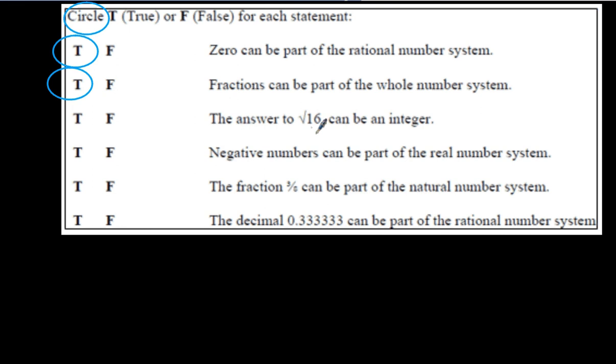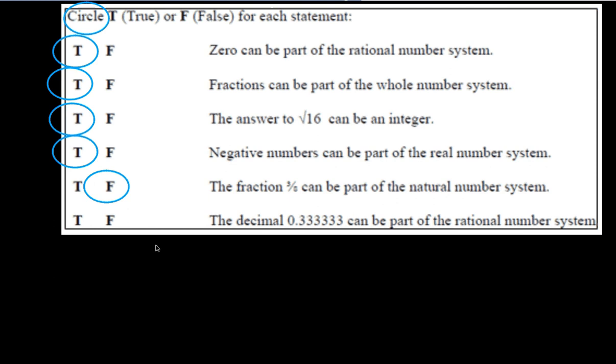For the next one, it says the answer to square root of 16 can be an integer. We know that is equal to 4, and so we know this is true. Negative numbers can be part of the real number system. We know that's true. Those are integers. And then it says for the fraction 3 over 8, it cannot be part of the natural number system. We know that is false because natural numbers are those counting values, and we don't count by fractions, or by those parts. We count by those whole numbers.